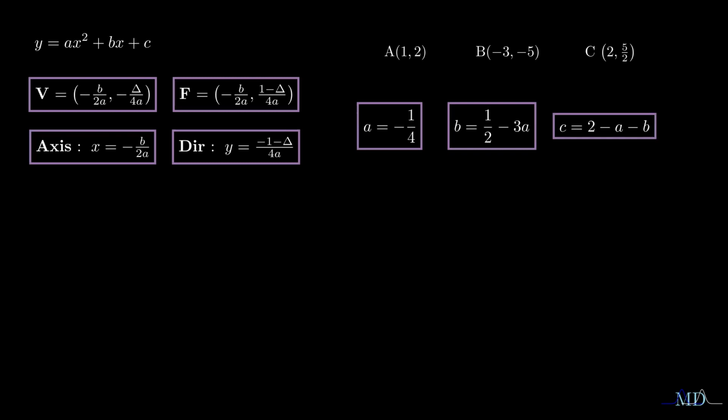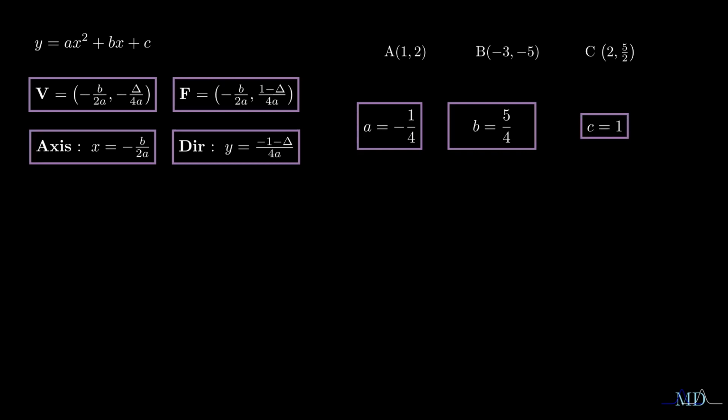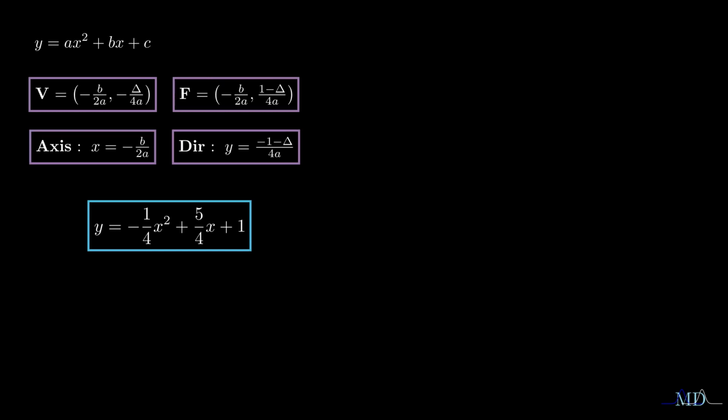It yields B equals 1/2 plus 3/4. That is 5/4. Then using the values of A and B we obtain that C equals 2 plus 1/4 minus 5/4. That is 1. Therefore the equation of our parabola is y equals minus 1/4 times x squared plus 5/4 times x plus 1.